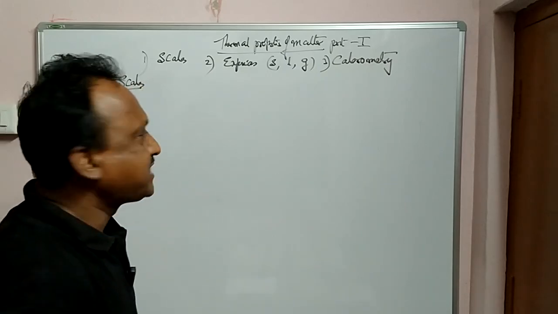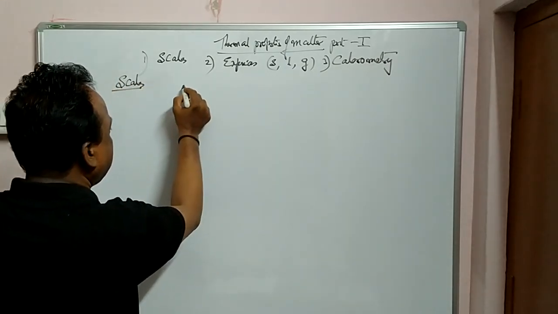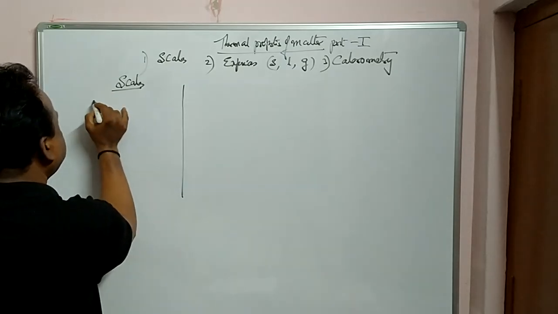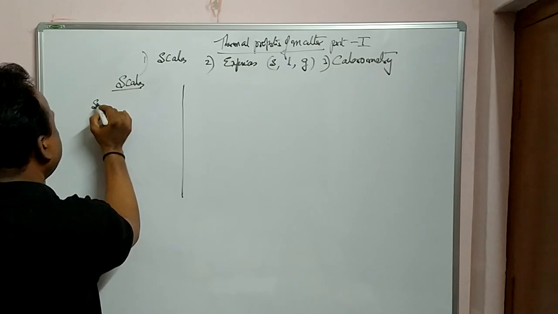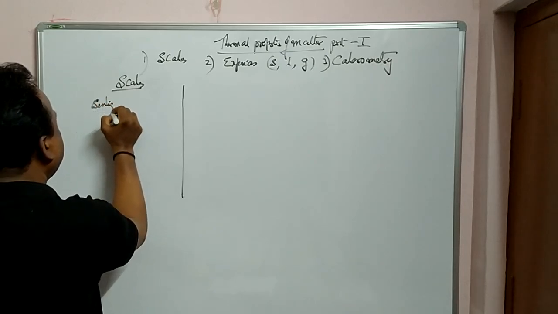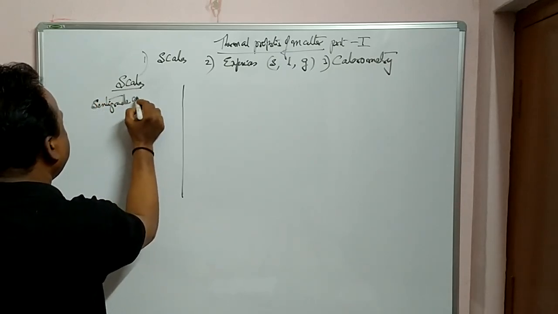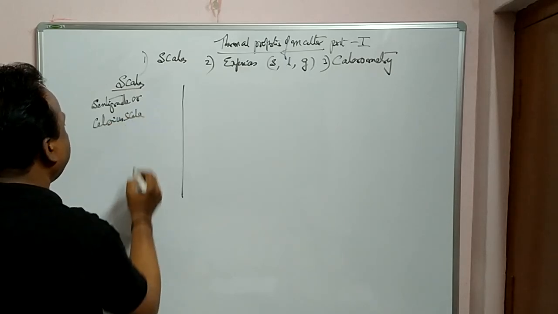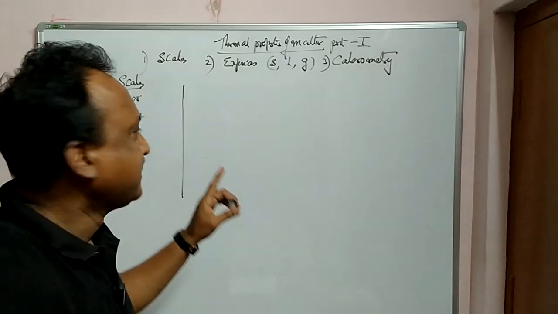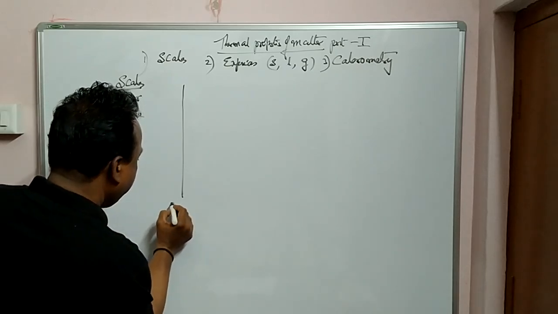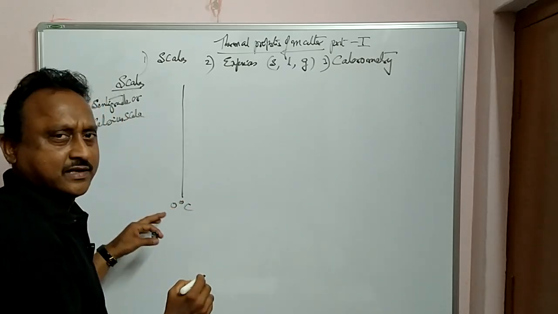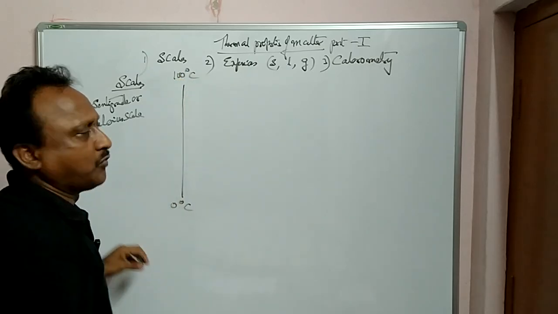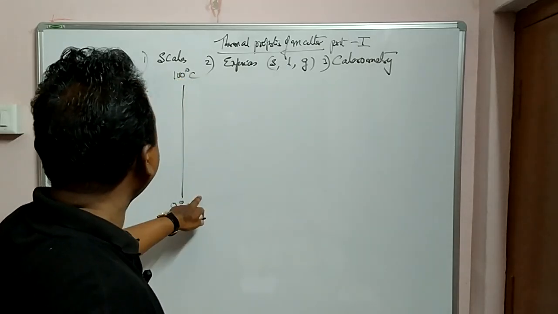Now let us see the first part, different types of scales. Generally we have three types of scales. One is the centigrade scale or Celsius scale. Its lower point, the freezing point, is 0 degree centigrade, and its higher point, the boiling point, is 100 degree centigrade.